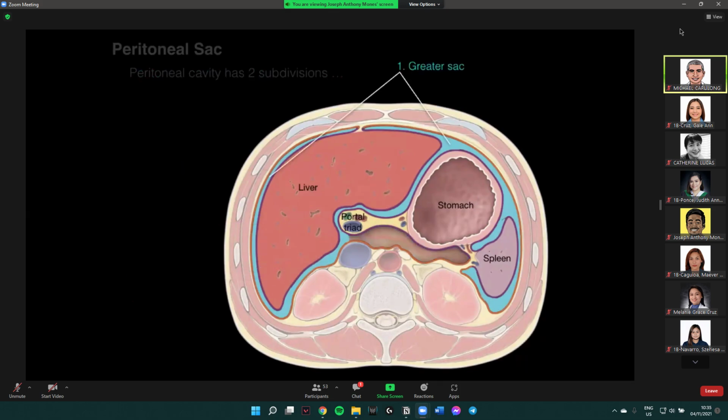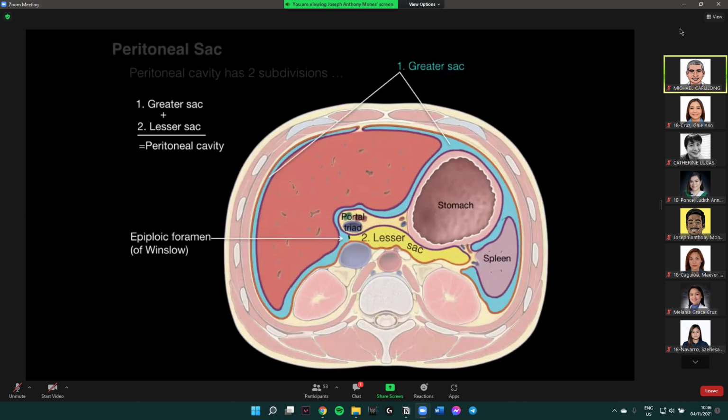Now, the peritoneal cavity has 2 subdivisions. The greater sac, which is the majority of the peritoneal cavity, but deep to the stomach, we've got this lesser sac right there. And so basically, the greater sac plus the lesser sac equals the peritoneal cavity. And so the lesser sac is really just this space deep to the stomach and lesser omentum and a little bit of the liver. Now, the communication between the greater and lesser sac is through an opening called the epiploic foramen of Winslow.